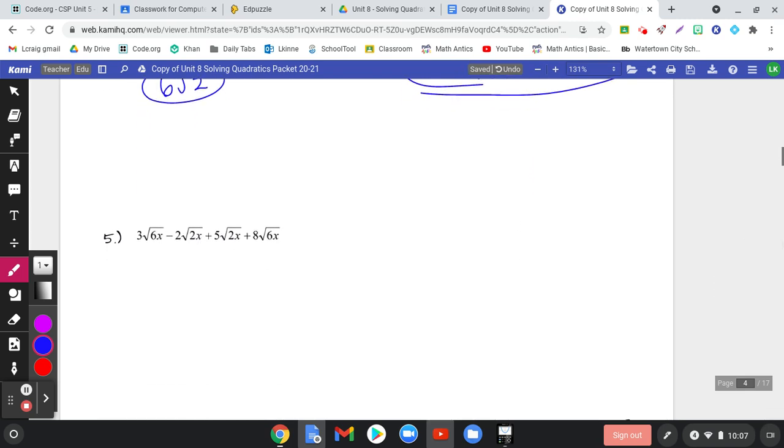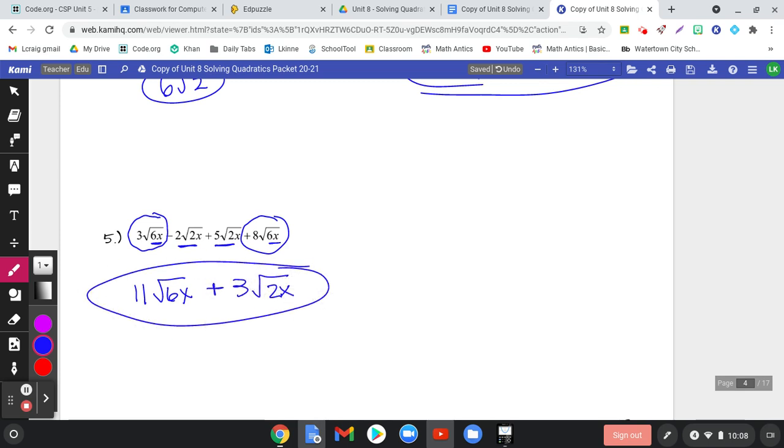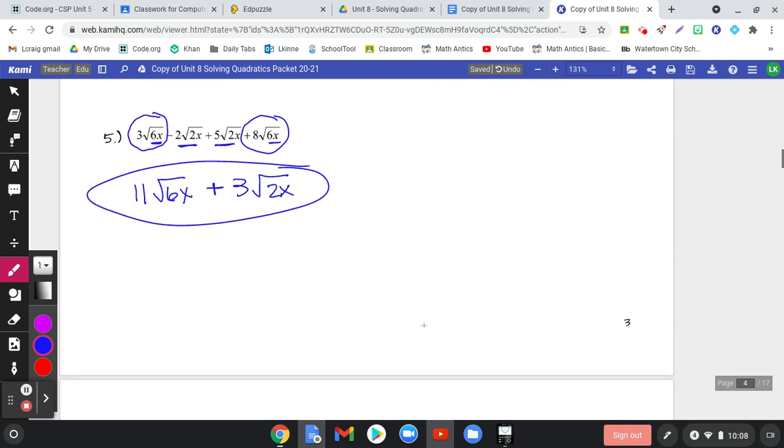All right, last example, threw some x's in there. Same thing, though. Looking for the same radicand. So we have 6x and 6x. So we've got 3 radical 6x and 8 of them. So that means we have 11 of the radical 6x's. And then negative 2 and positive 5, they both have a 2x. 5 minus 2, or negative 2 plus 5, is positive 3. And then keep your radicand. Keep your radical. All right, that's it for lesson 1.